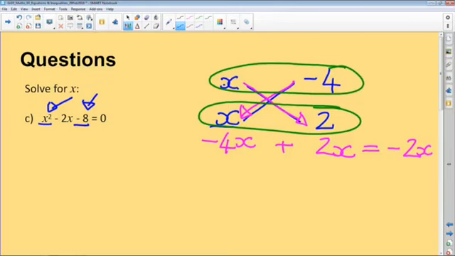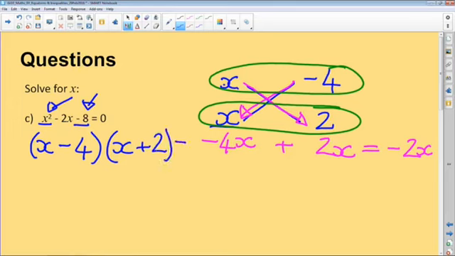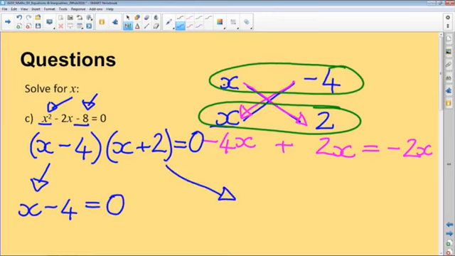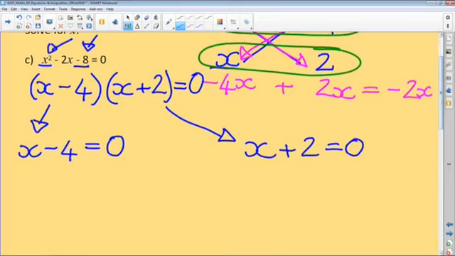Okay, let's put this down. And while I'm putting this down, I'm going to remind you that solving quadratic equations is all about making it equal to 0. Why? Because anything multiplied by 0 will give an answer of 0. So that means if this bracket over here had a value of 0, the equation would be true. And if that bracket had a value of 0, so x plus 2, the equation would be true. So that means we're going to have 2 possible answers. They'll either be 4 or minus 2.